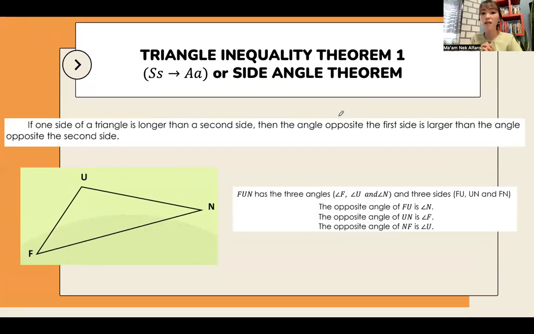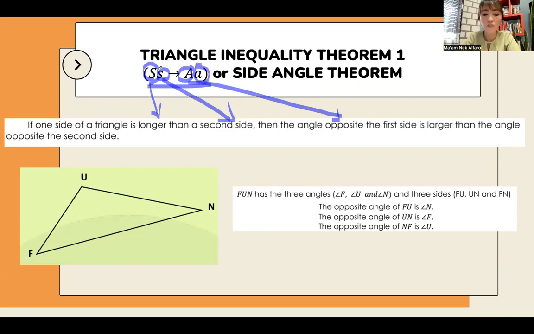Second, triangle inequality theorem for one triangle. We have the SS to AA or the side angle theorem. So what does this symbol mean? If one side of a triangle is longer than a second side, so this capital letter S is for the longer side. Okay? And then this small s is for the second side, which is shorter. Then the capital A is for the angles. Okay? So, the angle opposite the first side is larger than the angle opposite the second side.